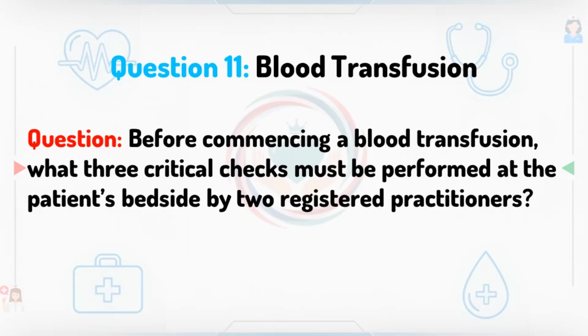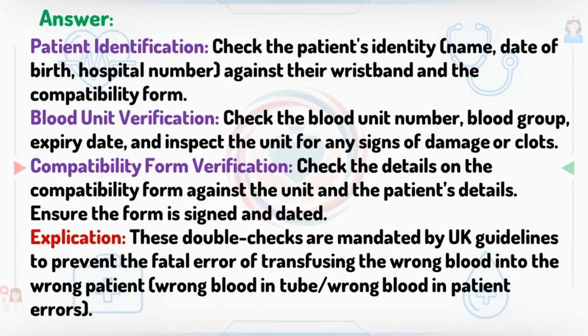Question. Before commencing a blood transfusion, what 3 critical checks must be performed at the patient's bedside by 2 registered practitioners? Patient identification. Check the patient's identity, name, date of birth, hospital number against their wristband and the compatibility form. Blood unit verification. Check the blood unit number, blood group, expiry date, and inspect the unit for any signs of damage or clots.